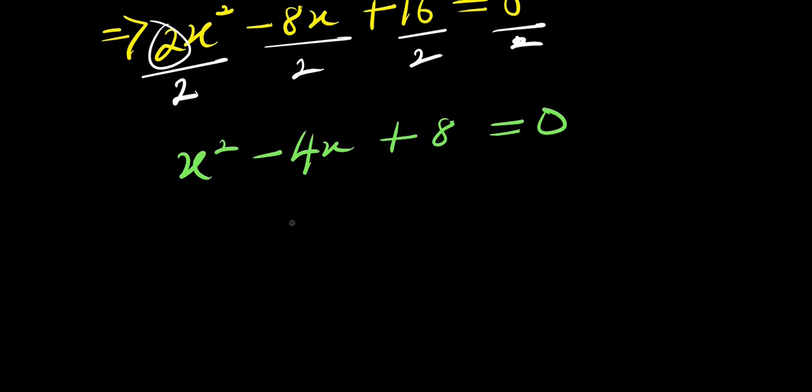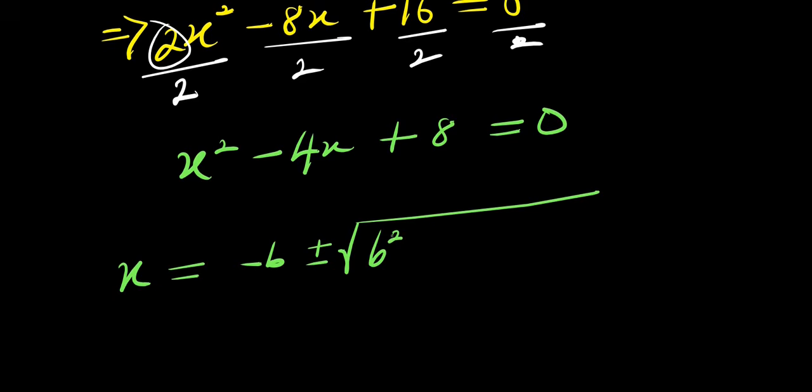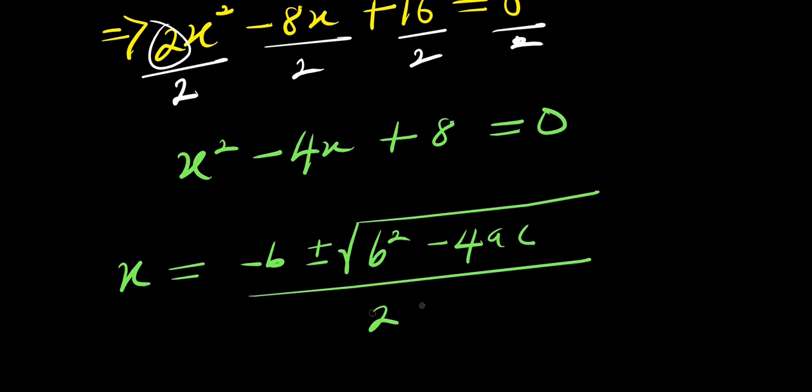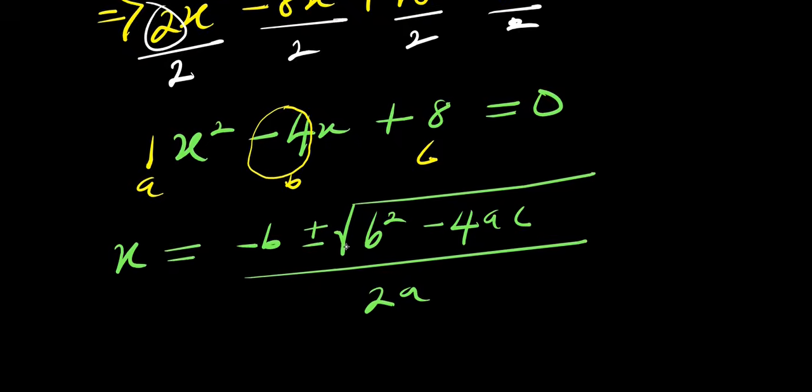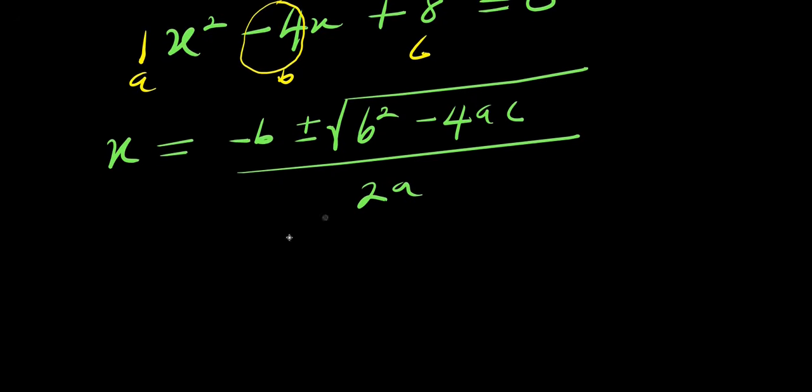So at this point, we can solve this using the formula method. We have x equals negative b plus or minus square root of b squared minus 4ac, divided by 2a. So the coefficient of x squared here is 1, that is our a. This negative 4 is our b, and 8 is our c. So we are going to insert them right here.